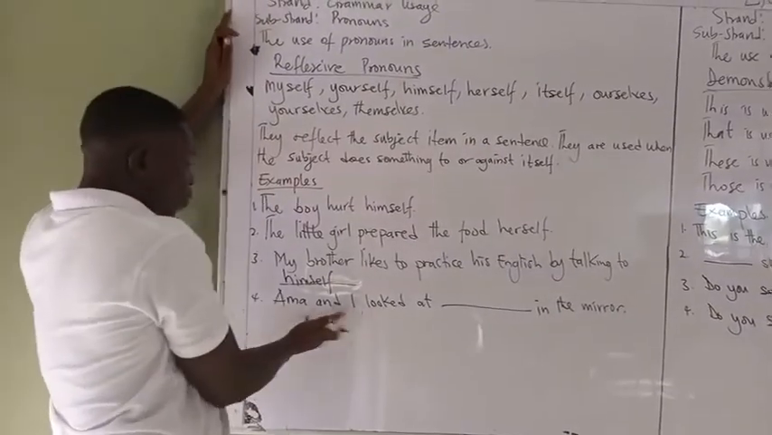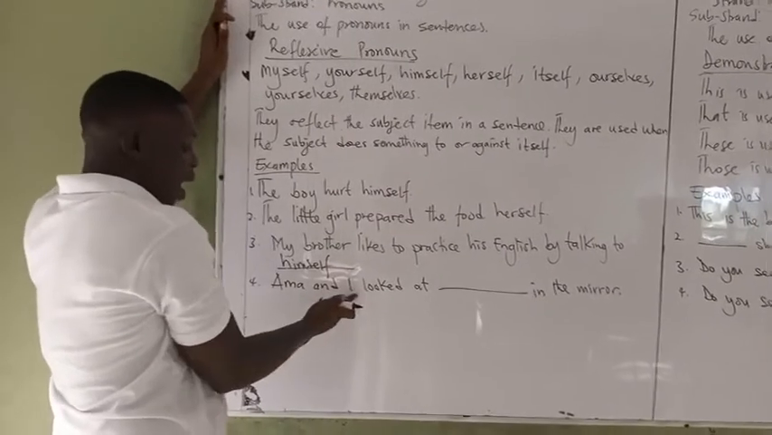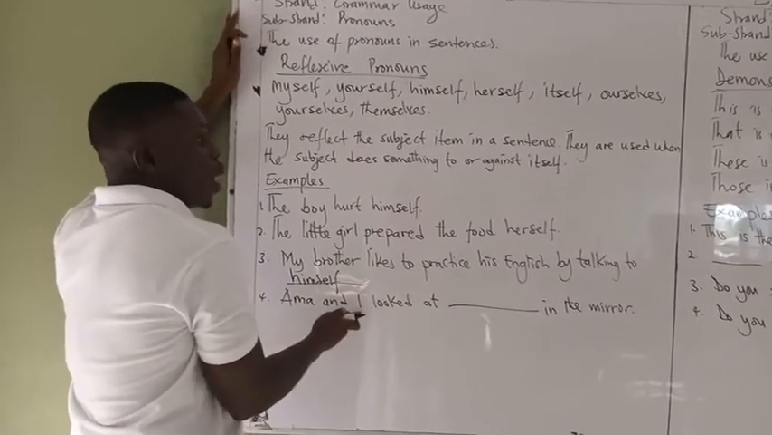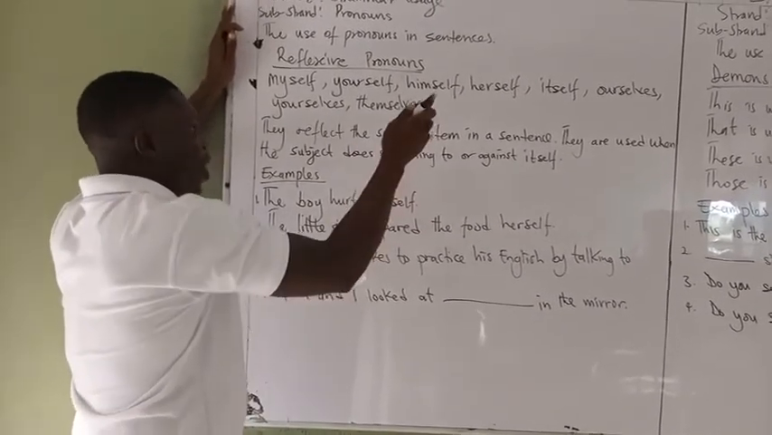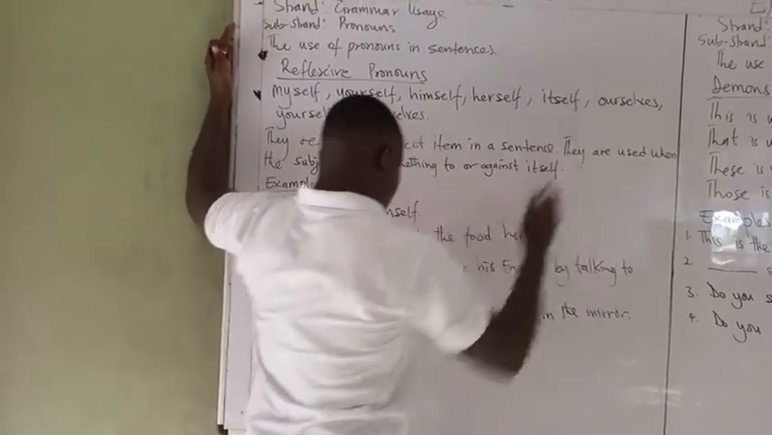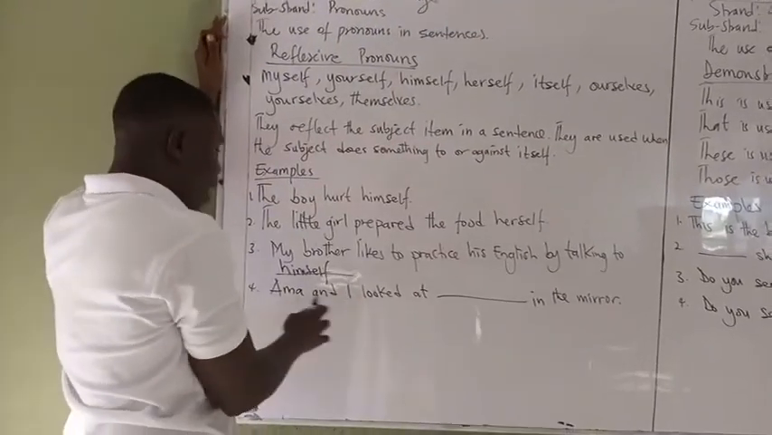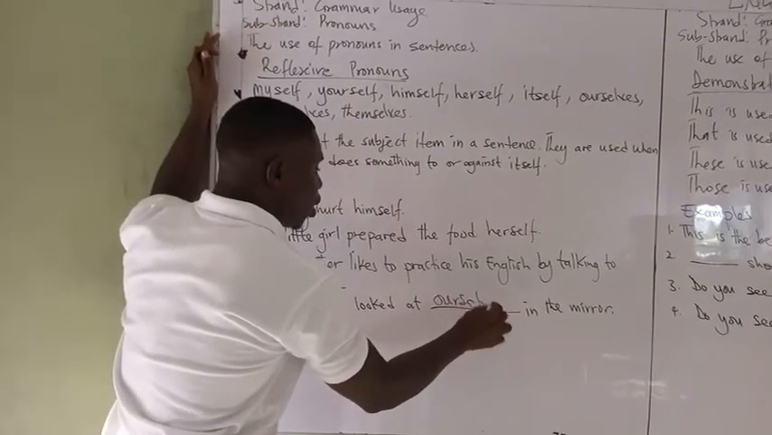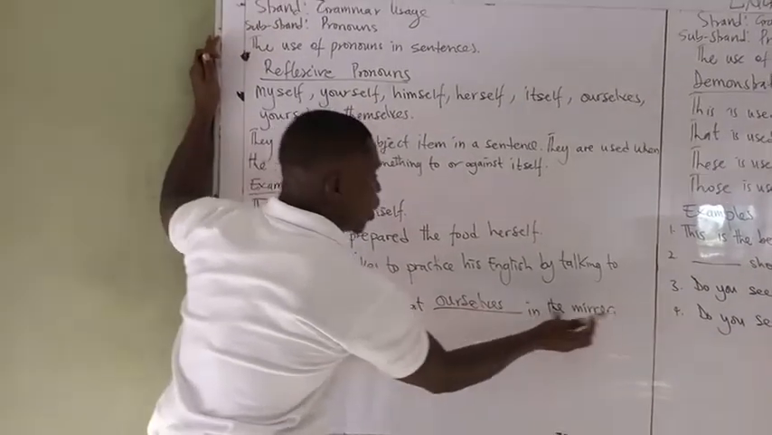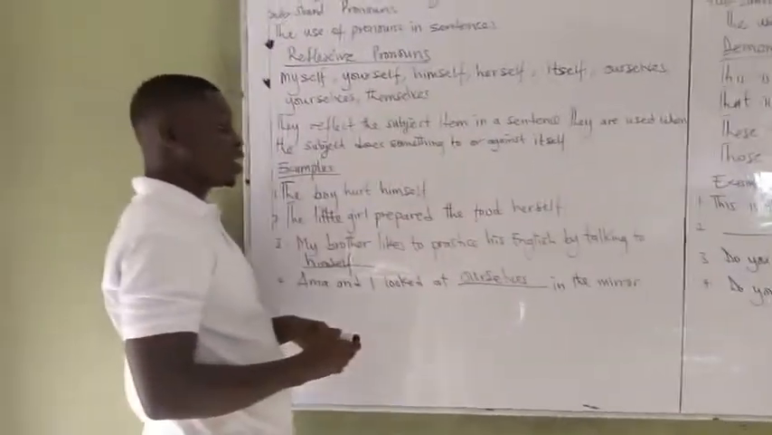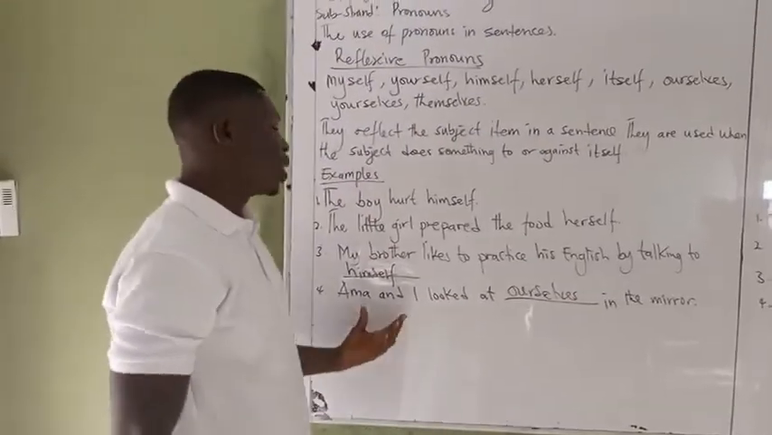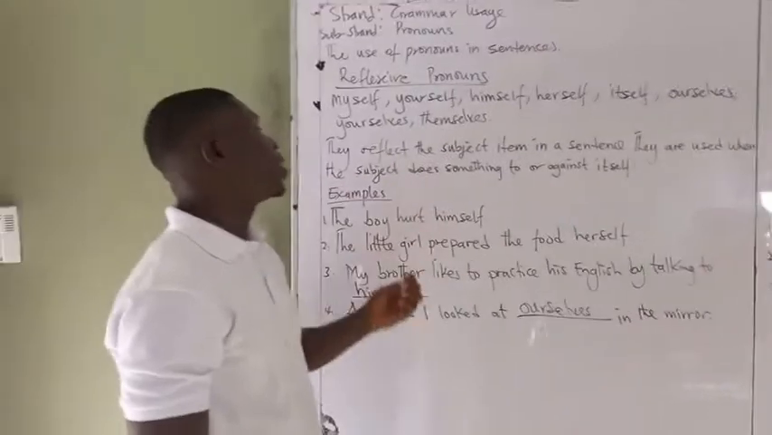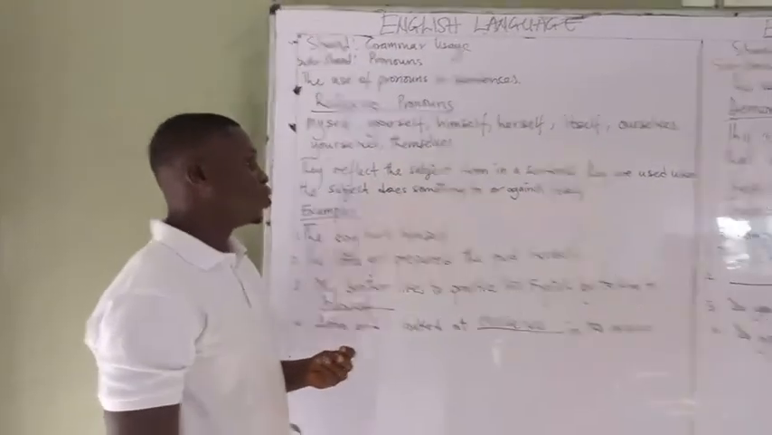The last example here is Amma and I looked at dash in the mirror. The subject, we have two here, so Amma and I. So the two of them means plural. So which one are you going for? Ourselves, because of the I. So Amma and I look at ourselves in the mirror. So to get these things right, you have to always consider the subject and know the appropriate reflexive pronoun to use.